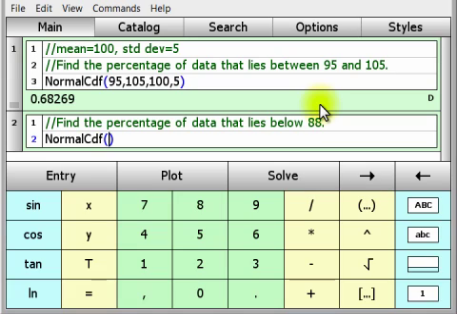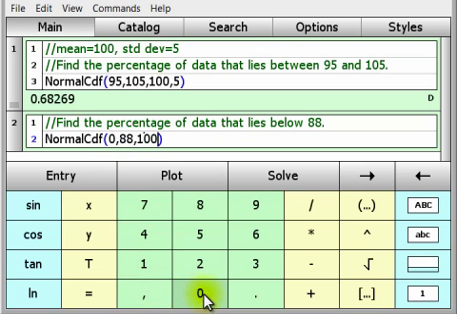Well, in order to calculate data above or below a point using this command, you have to pick a point far enough below 88 that it is several standard deviations below the mean. This will change from problem to problem, but a safe rule to use is at least 20 standard deviations above or below the mean. At least that's my preference. In this case, 20 standard deviations below the mean would be 20 times 5 or 100 points below the mean. Well, since the mean is 100, that means that we're going to be using 0 for our lower bound, all the way up to 88, because I'm trying to find the percentage of data that lies below 88.